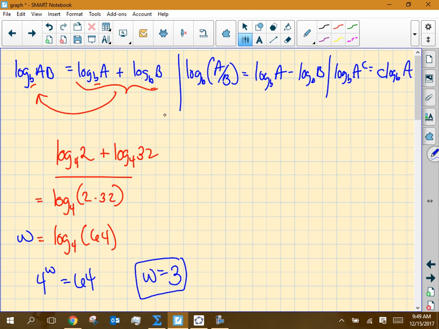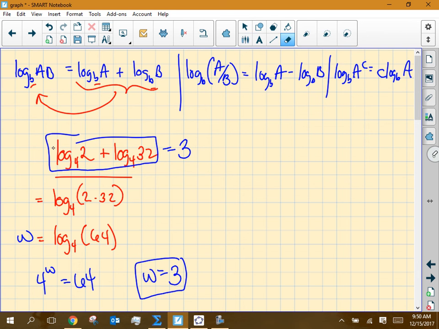So the logarithm base 4 of 2 plus the logarithm base 4 of 32 is the same thing as 3. Okay. We can do that kind of stuff with both addition and subtraction.